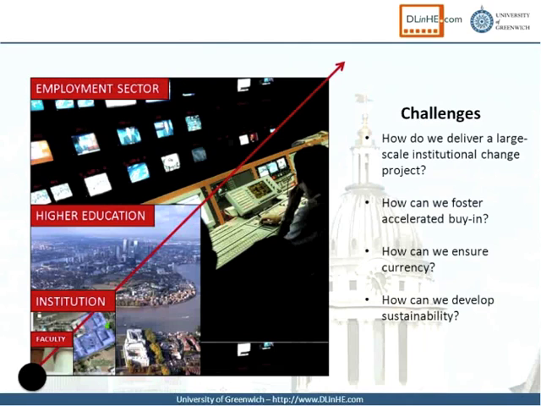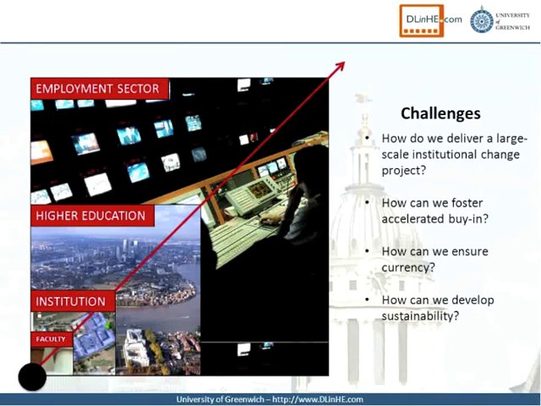But from a project point of view, we're faced with how to deliver a very large-scale institutional change. How can we foster accelerated buy-in, because 2 years is a short period of time, so how can we really maximize what we're doing in those 2 years? How can we ensure currency of the work that we're doing to support sustainability and other schools and faculties in the university buying in?